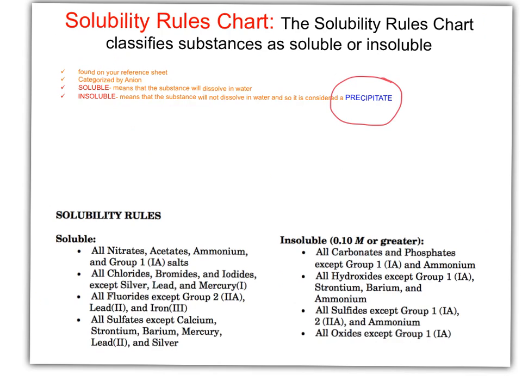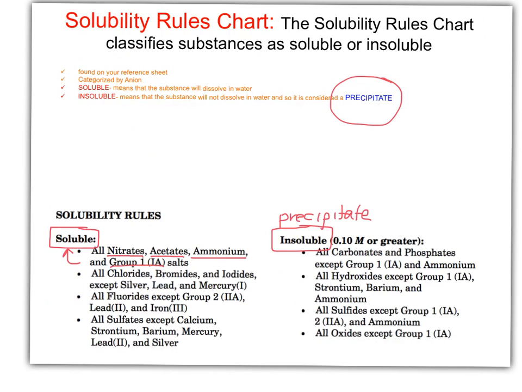So let's take a look at the example at the bottom. You'll notice that there are 2 sides, the soluble side and the insoluble side. And the insoluble side is basically the precipitate. So basically how you read this chart is you're going to look at the statements. Statement 1 says all nitrates, acetates, ammonium, and group 1A ionic compounds will always be soluble.